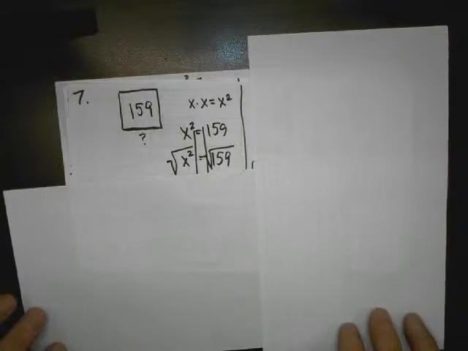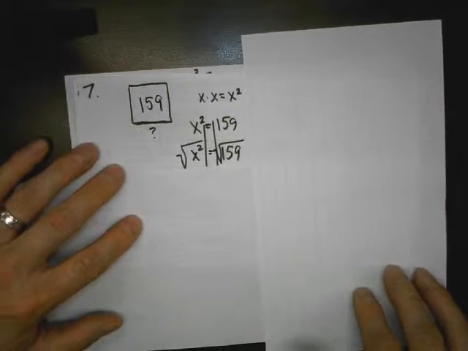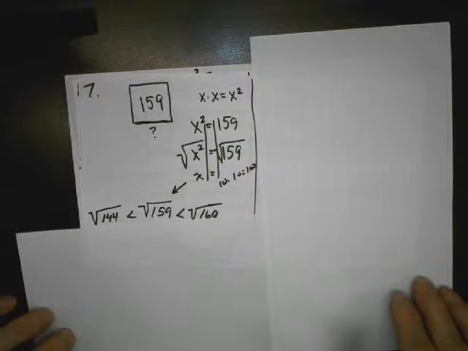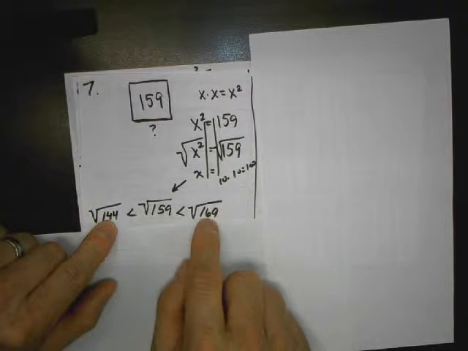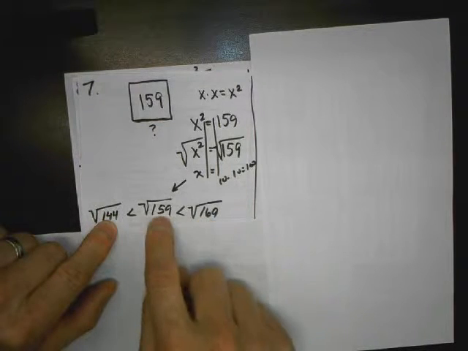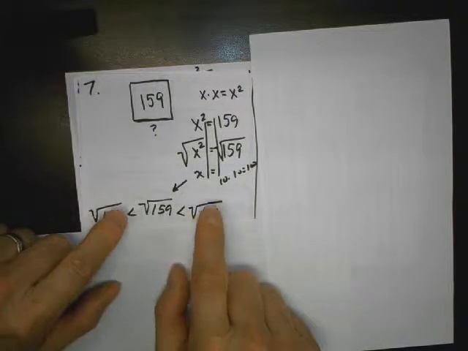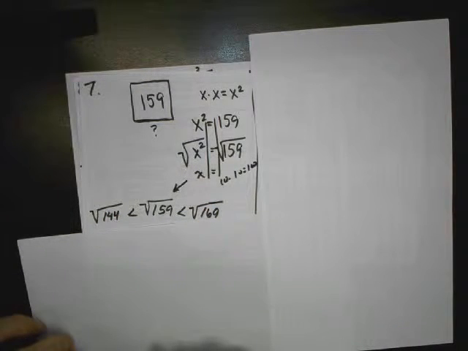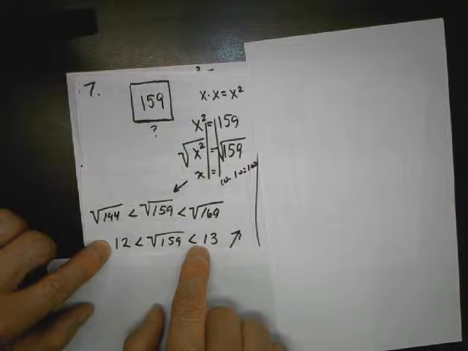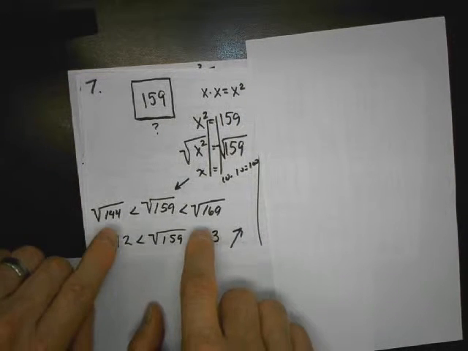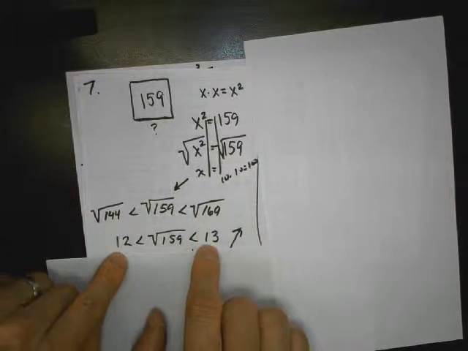So again, we narrow it down, but this time we don't have a perfect square, so we're going to round it to the nearest tenths. So we find the two perfect squares that surround it. 12 times 12 is 144. 13 times 13 is 169. This number is in between these two consecutive, that means next to, perfect squares. So the square root of 159 is really in between 12 and 13, because that's the square root of these two perfect squares.